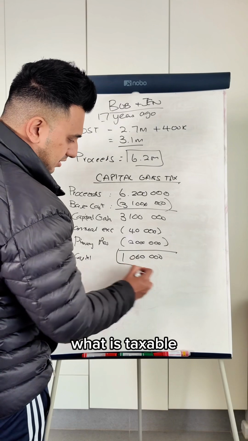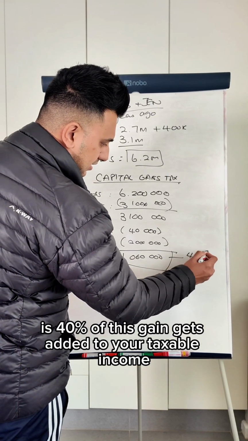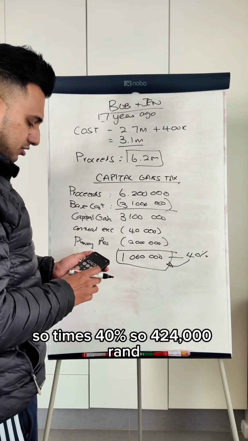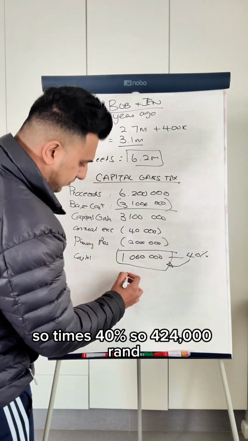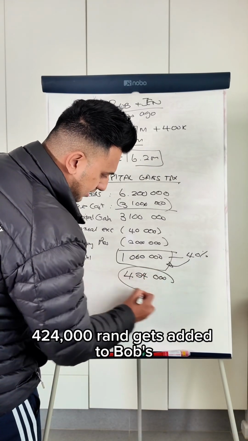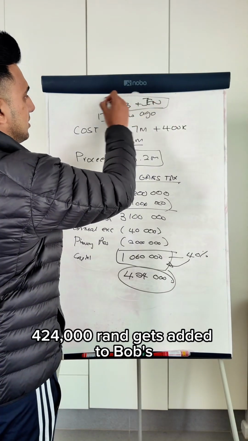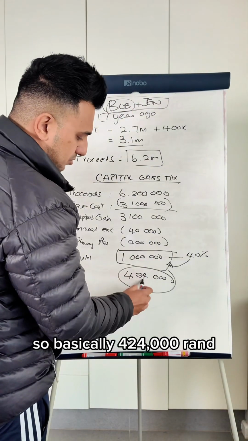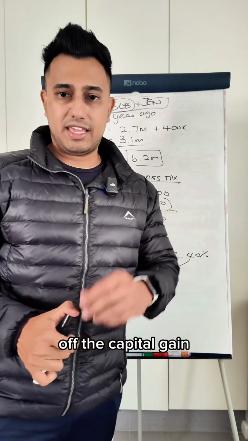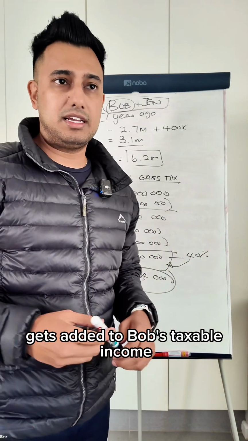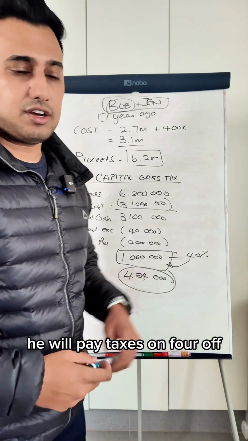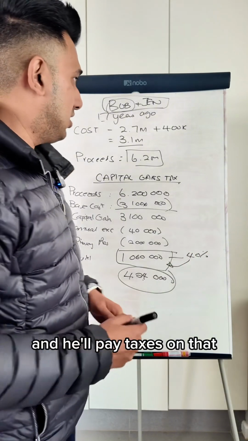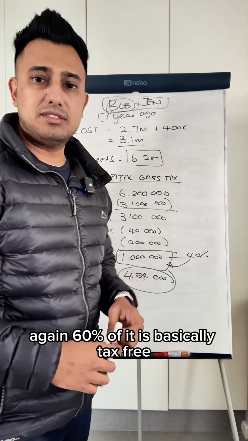What is taxable is 40% of this gain, which gets added to your taxable income. So times 40%, that is 424,000 rand. It gets added to Bob's, well, they're married in community of property, so it's in Bob's name. So 424,000 rand of the capital gain gets added to Bob's taxable income. He will pay tax on the 424,000 rand at his marginal tax rate. Whatever tax rate he's on, that's what it gets added to, and he'll pay taxes on that. Again, 60% of it is basically tax-free.